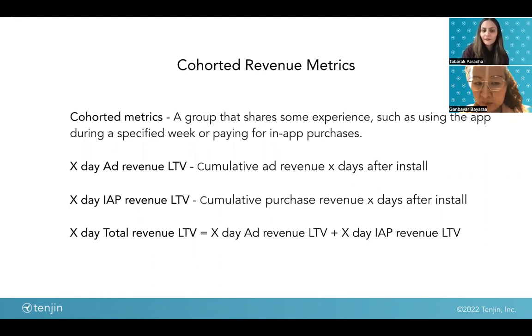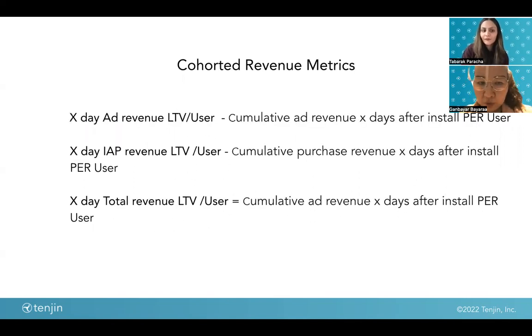And X day IAP revenue LTV is the same thing, except for in-app purchases. The total revenue cohorted metric is going to be the sum of IAP and ad revenue LTV metrics. And also you can see here the per user metrics are also very useful. This is simply the cohorted metric divided by the number of users.